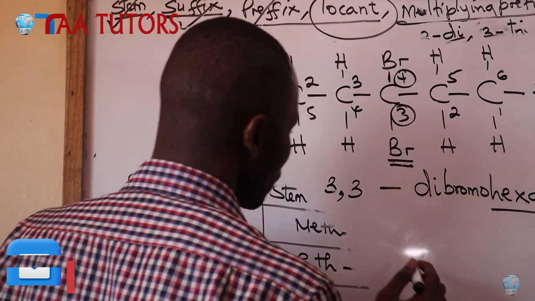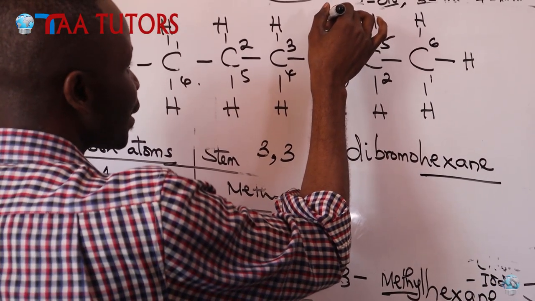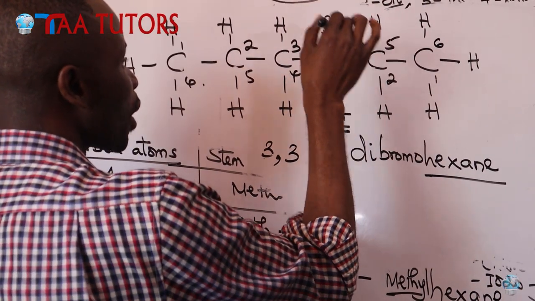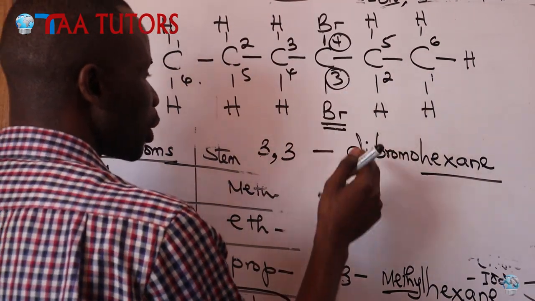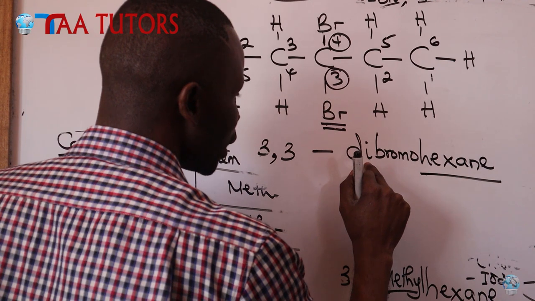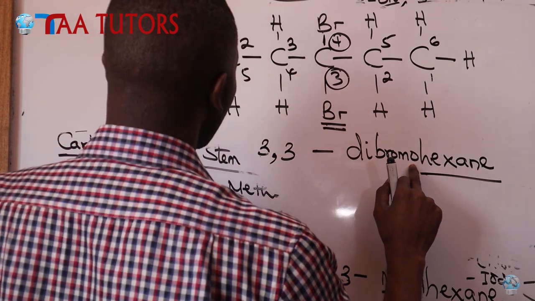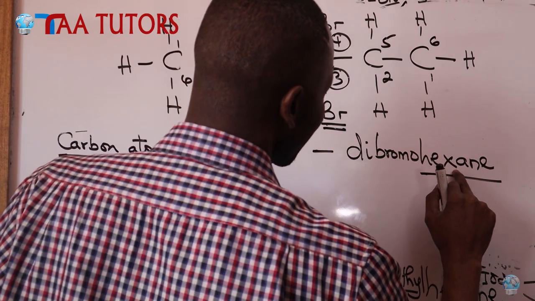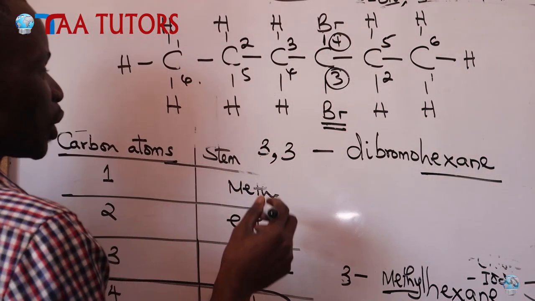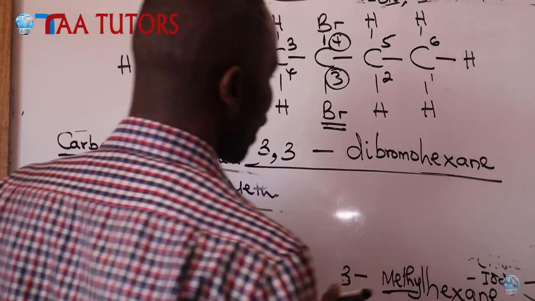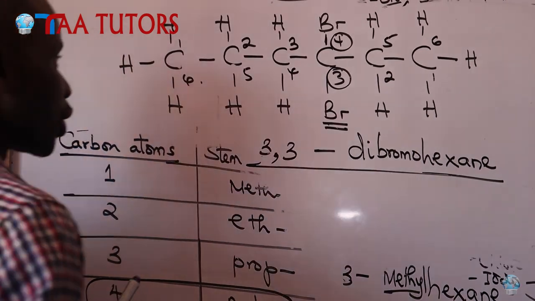Let's look at it again this way. 3,3, because the 2 bromine atoms are on the third carbon atom. Those atoms are 2, so di. What atoms are there? Bromine atoms. The longest carbon chain has how many carbon atoms? 6, hex. And the suffix -ane means it is an alkane. So we are going to read this as 3,3-dibromohexane. And you see, it is simple.